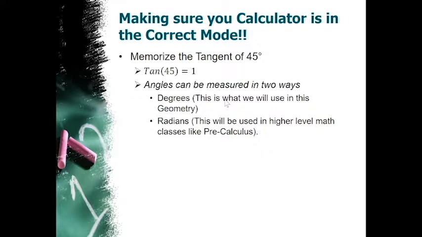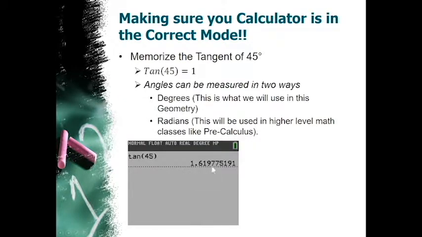But once you get up into pre-calc and above pre-calc, there will be times where you're going to measure angles in what are called radians. At this point, don't worry about what a radian is, but know that it's another measurement of angle, and that's not the mode we want our calculator in. So if we type in tangent of 45 and you get an answer like 1.6197, that means it is not a perfect one and it's not in the correct mode.